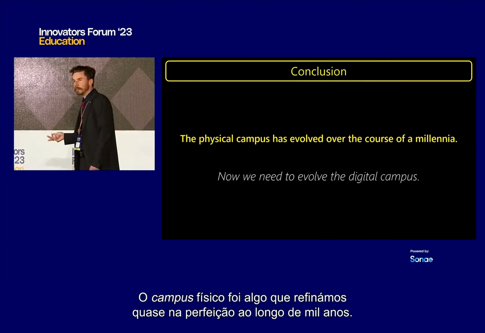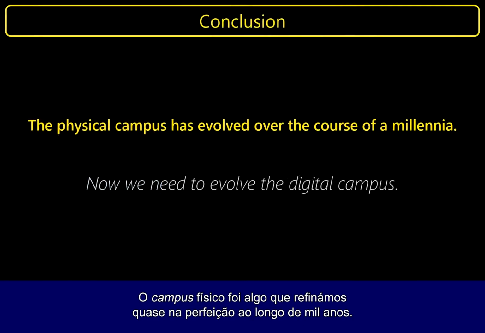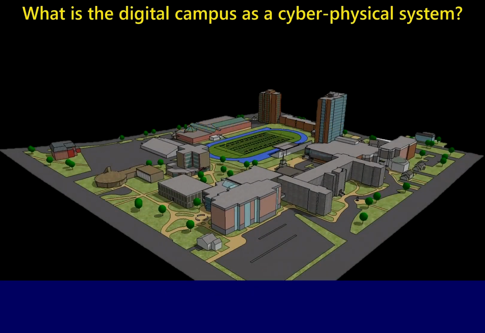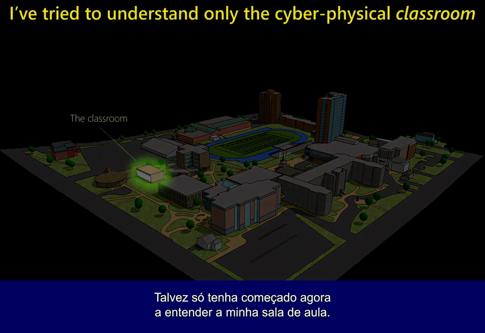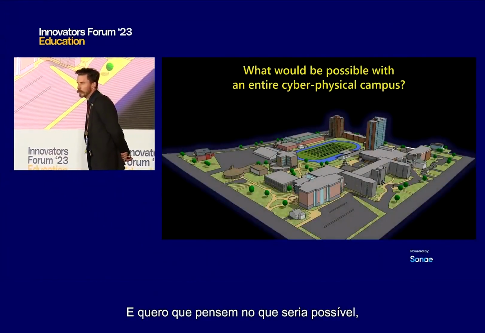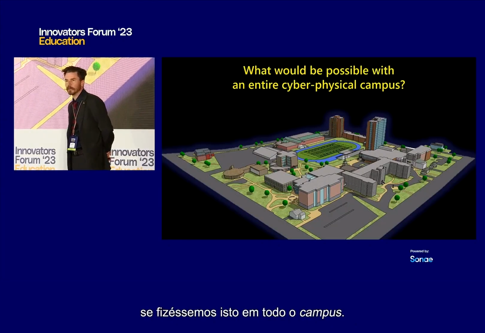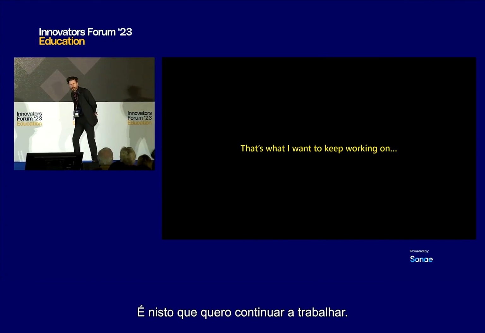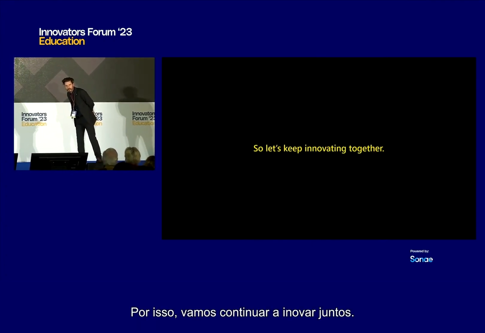The physical campus is something that we've almost perfectly refined over 1,000 years. So now we need to start evolving the digital campus. We've got a huge journey ahead of us. Think about all of the things that are possible if we put our minds to it. What is the digital campus as a cyber-physical system? I've maybe just started to try and understand my own classroom. And I just want you to think about what would be possible if we were to do this to the entire campus. So that's what I want to keep working on. So let's keep innovating together.